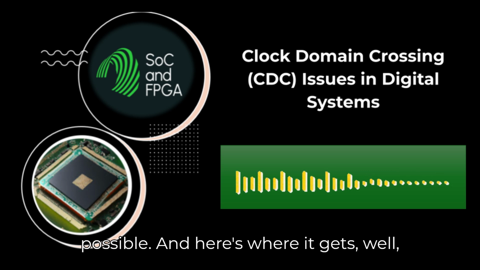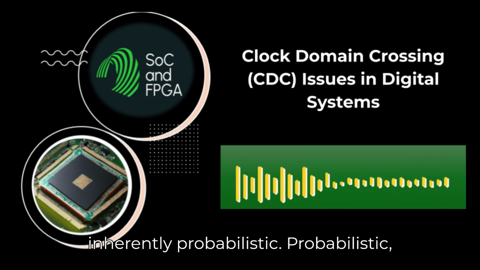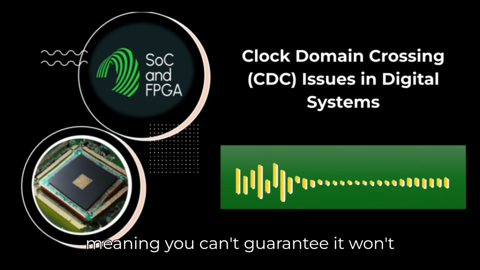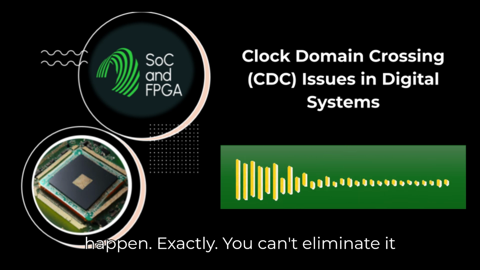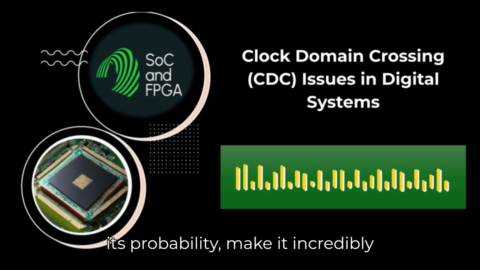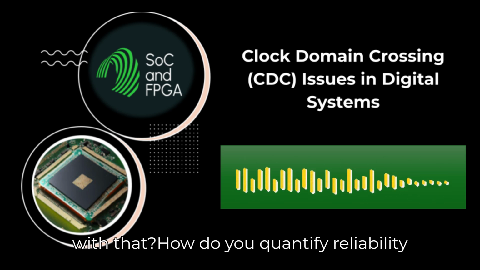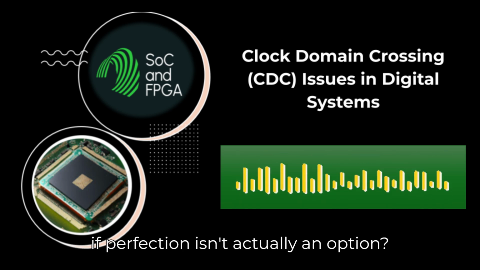And here's where it gets a bit profound, maybe. Metastability is inherently probabilistic. Probabilistic, meaning you can't guarantee it won't happen. Exactly. You can't eliminate it entirely. But what you can do is minimize its probability, make it incredibly unlikely. Okay, so how do engineers deal with that? How do you quantify reliability if perfection isn't actually an option?